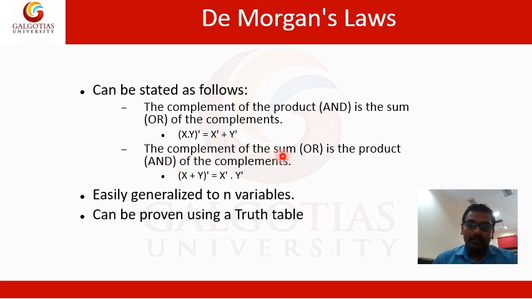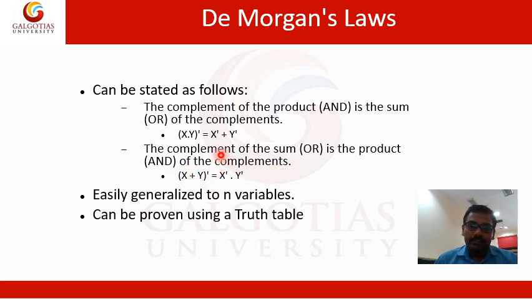The complement of the sum is the product of the complements. This is the second law: (x plus y)' is equal to x' dot y'. So these are the two De Morgan's laws. One is the complement of the product is the sum of the complements, and another is the complement of the sum is the product of the complements.